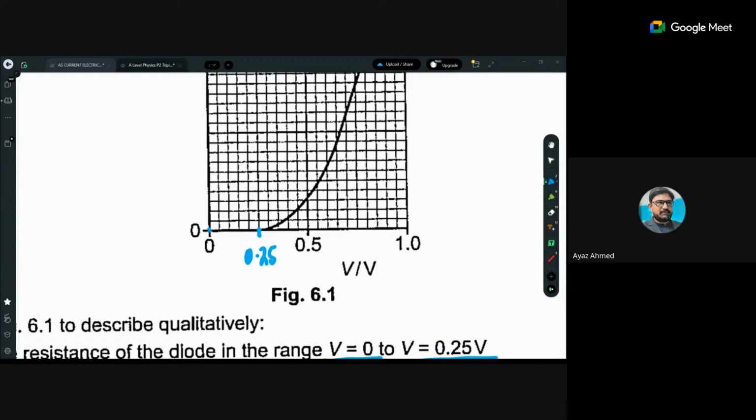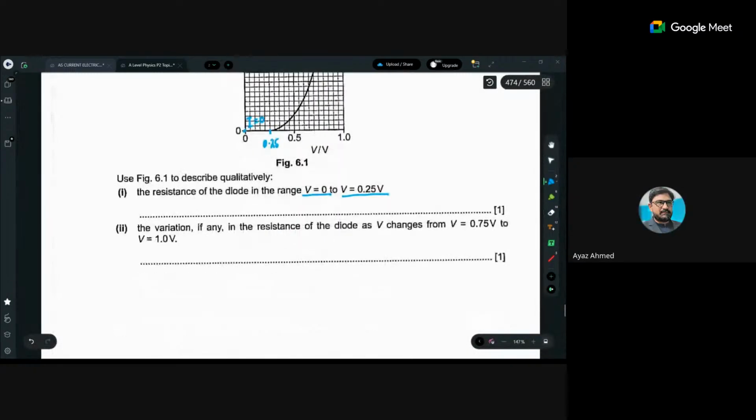So from 0 volt to 0.25 volt, is there any current? No, there is no current. So when there is no current, basically the resistance is infinite. You will simply write that as I is equals to 0, so R is equals to infinity. Yeah, there is infinite resistance.